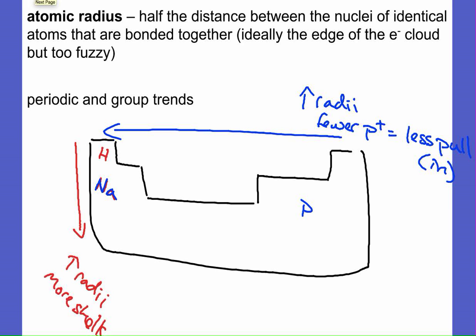We've gone through the reasoning for that, why atoms that are down and to the left are going to be the largest and the ones up and to the right are going to be the smallest. Remember, when you're doing a vertical comparison, you're talking about shells. When you're doing a horizontal comparison, it's got to be a proton issue.